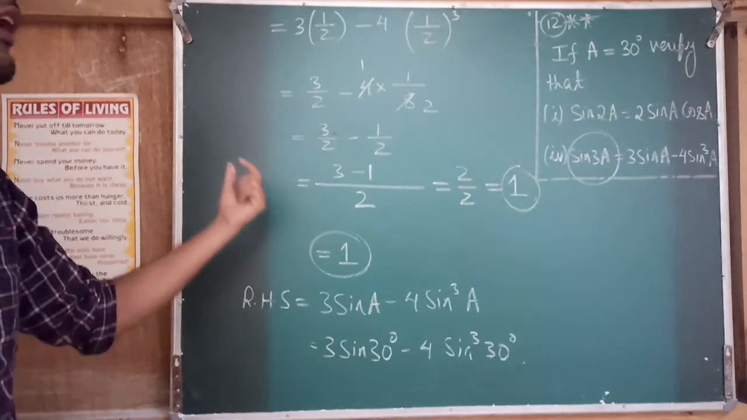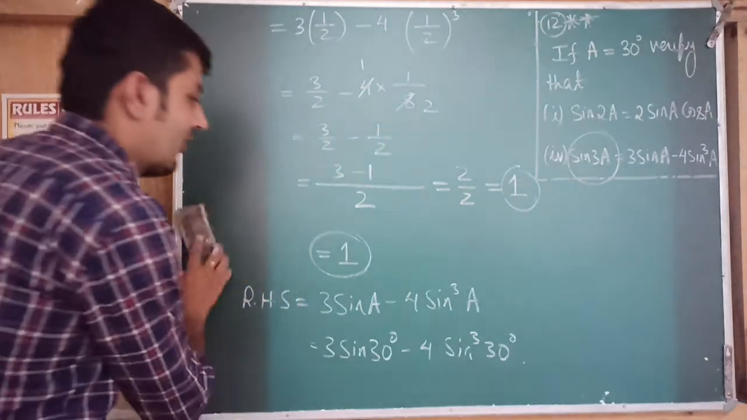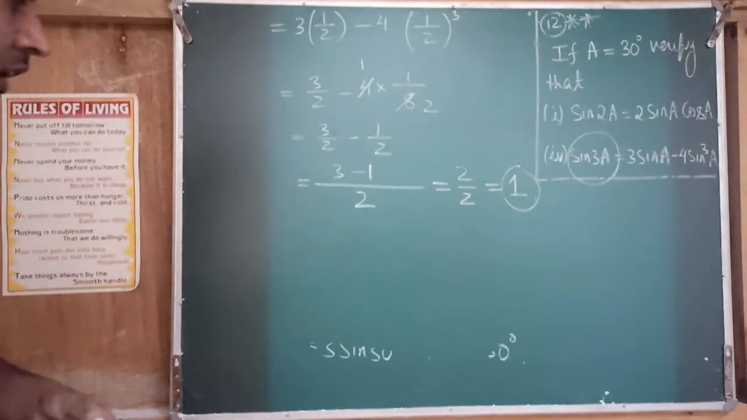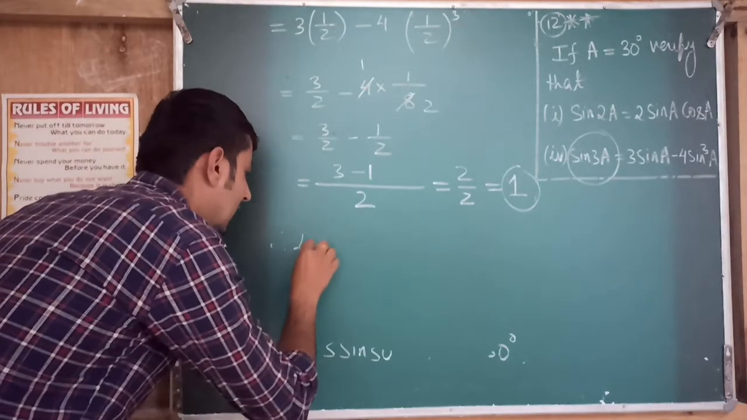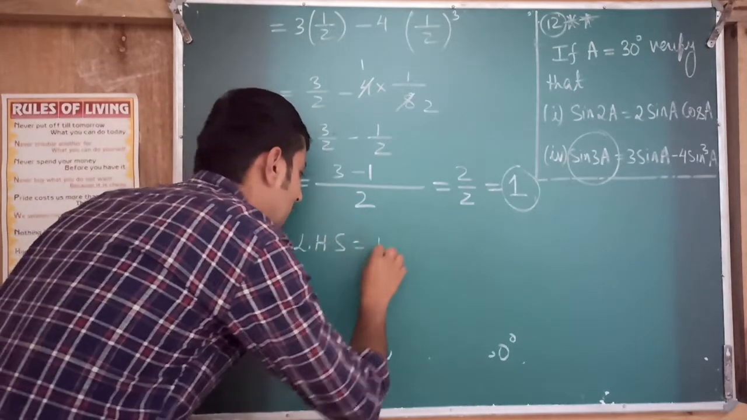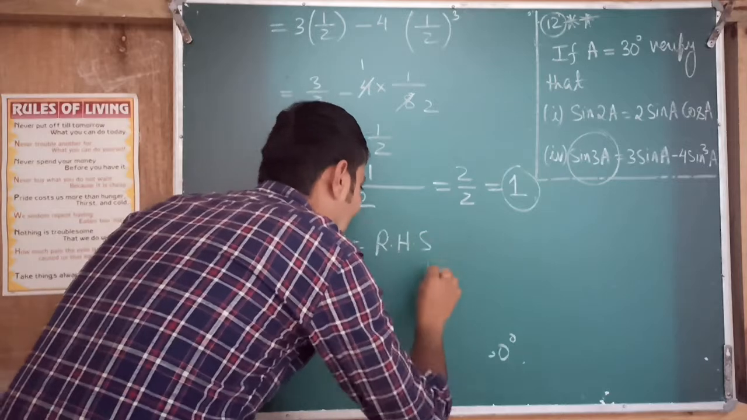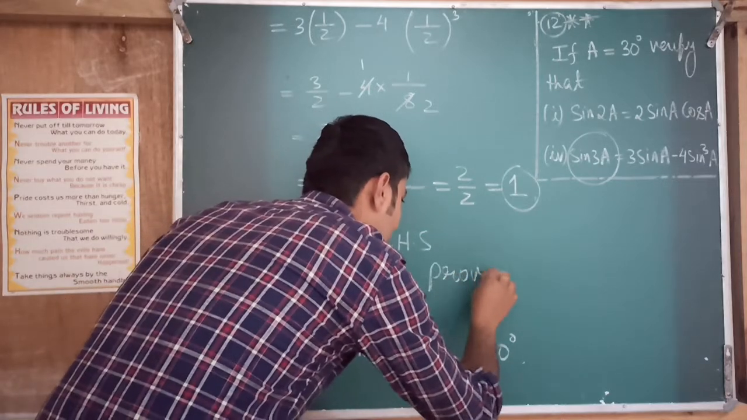So what can you say? LHS is equal to RHS. Next line you can write: therefore LHS is equal to RHS, and this is proved.